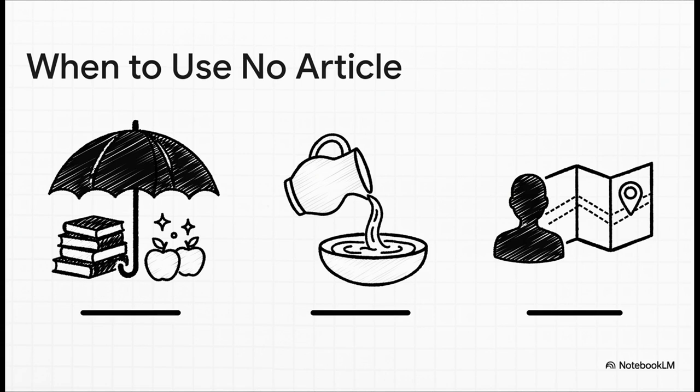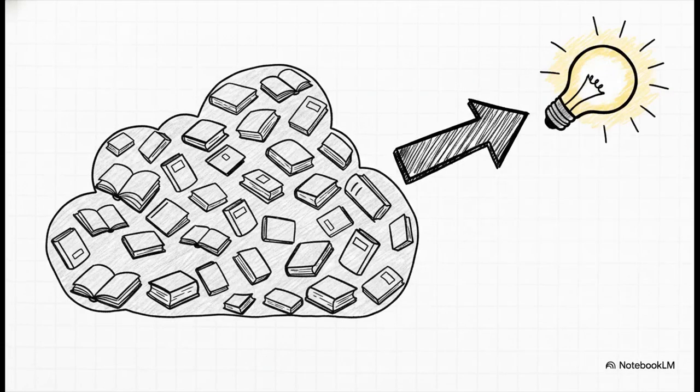So when do we get to use the zero article? Well, you use it when you're talking about plural nouns in a general way, or for uncountable things like water or information. And for most proper nouns, like names of people or most countries, we also use nothing. Take this example right here. Books are useful. Think about it. I'm not talking about the specific books on my shelf, and I'm not talking about a single book in my hand. I'm talking about the whole concept of books in general. And because it's a general statement about a plural noun, we use nothing, the zero article.